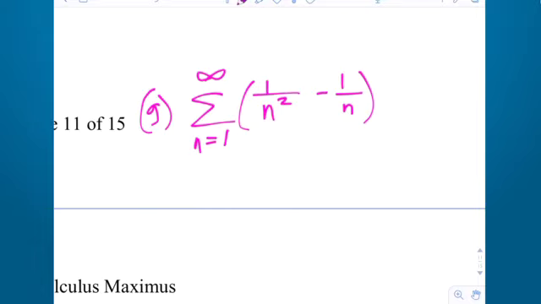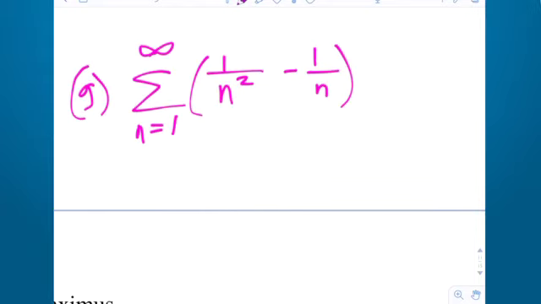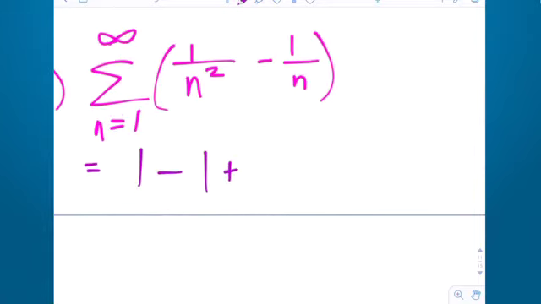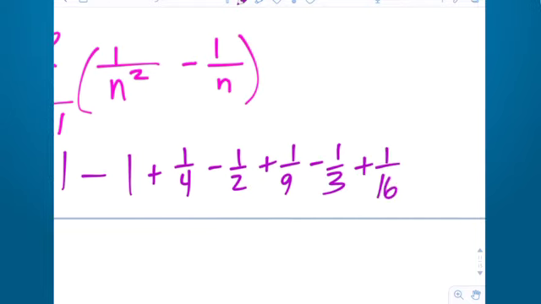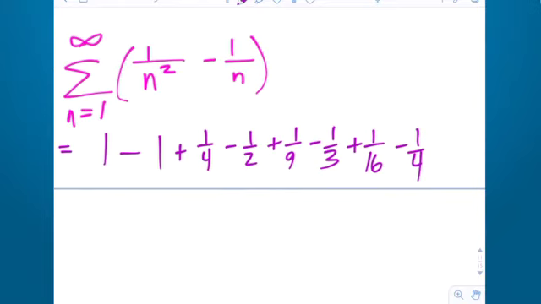But is this one monotonically decreasing? Well, I don't know. Let's go ahead and start expanding it out. By plugging in a 1, I get 1 over 1 squared, which is 1, minus 1 over 1, which is 1. Okay, so there's the first. I plug in a 2, and I get plus 1 over 4, minus 1 over 2. Plug in a 3, you get plus 1 over 9, minus 1 over 3. Plug in a 4, you get plus 1 over 16, minus 1 over 4. Now, the 1 minus 1, those cancel each other out. So, plus dot, dot, dot.